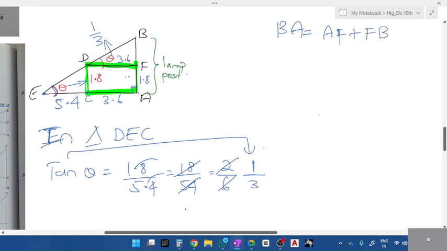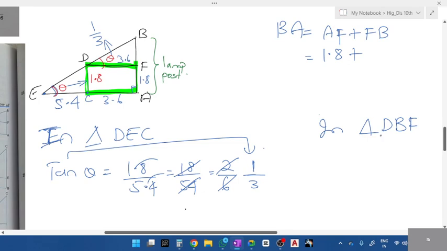What is the AF value? We know AF and DC are equal. So AF is 1.8. If you find the value of BF, we'll get the entire value, right? So which triangle do I have to take now? Yes, triangle DBF. Instead of this, if you try to take the larger triangle, you won't be able to solve.